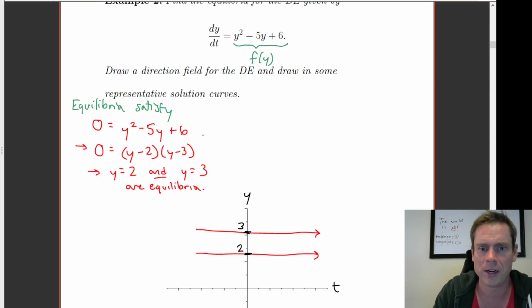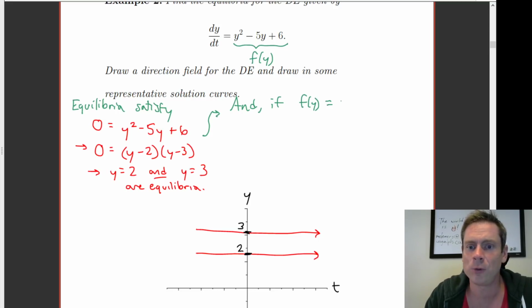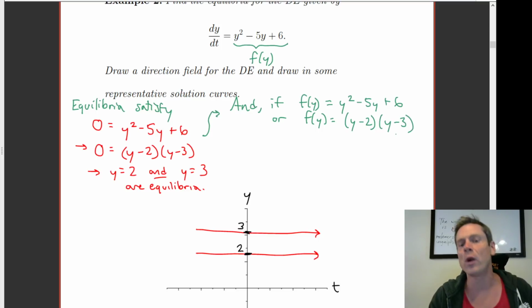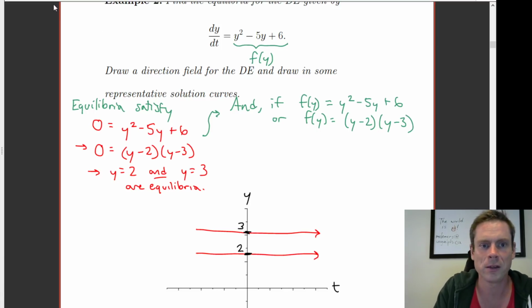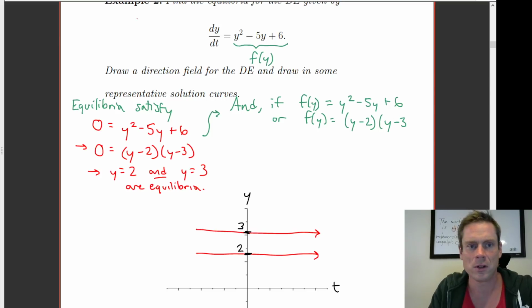So let's keep working over here. Okay. And let's see here. If f of y is equal to y squared minus 5y plus 6, or f of y is equal to, as we factored it before, y minus 2, y minus 3. Where is that quantity greater than 0? Where is it less than 0? Well, that's not hard to do. I'm going to write f of y, just to be a little clear.